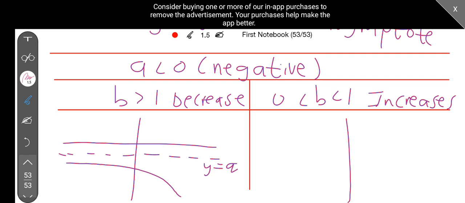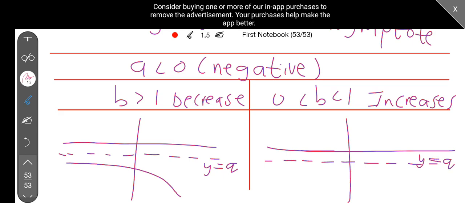And here, let's say we have the line of y is equal to q again. This is the line of y is equal to q. Because a is less than 0, it's below the asymptote. And because b is between 0 and 1, our graph is increasing. This means from left to right, you are going up. So the graph will be like this. This is how the graph will look. But it won't touch the asymptote. I hope it is clear.